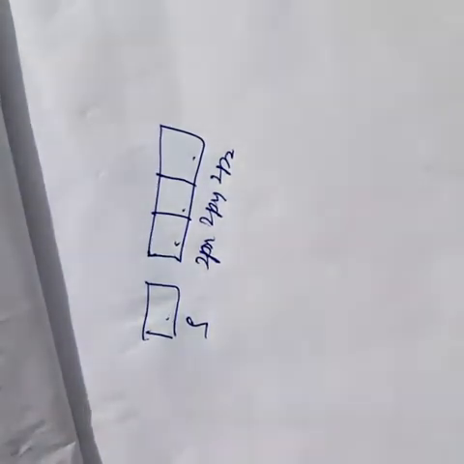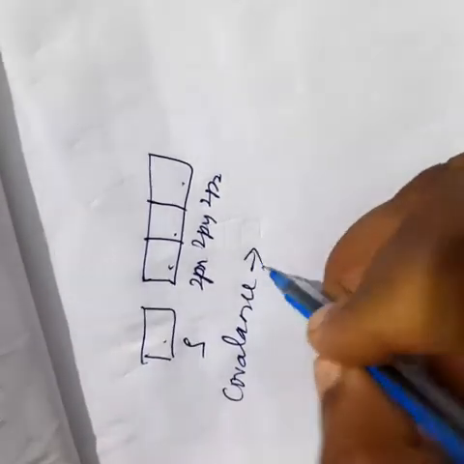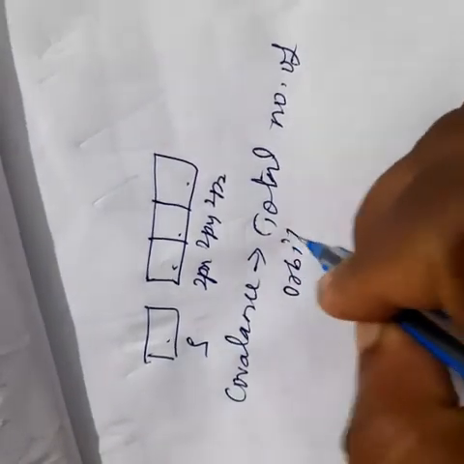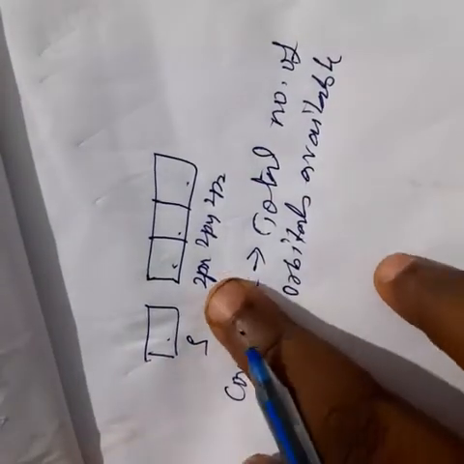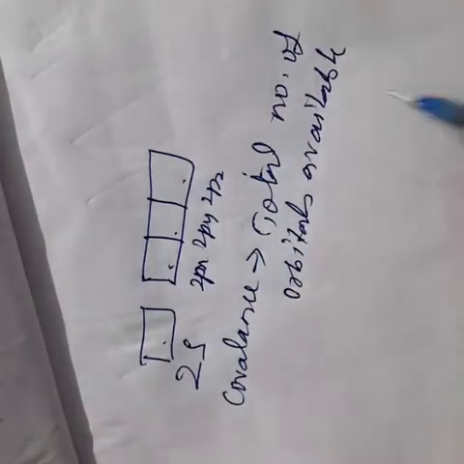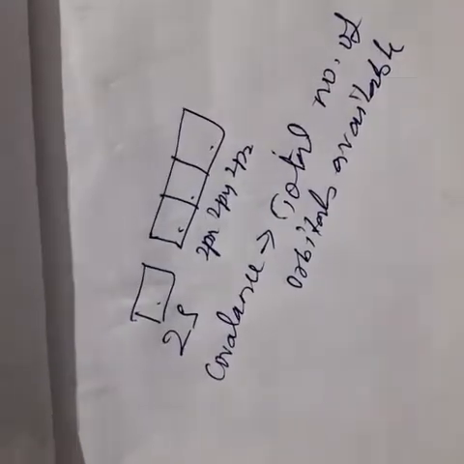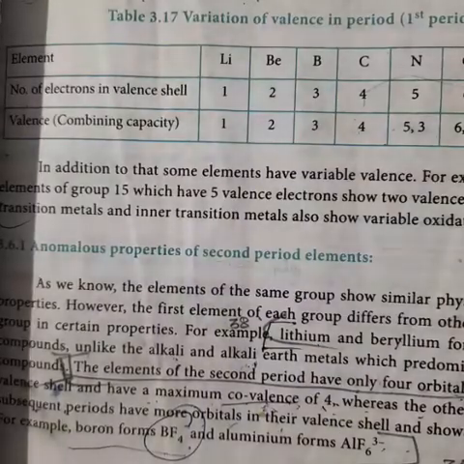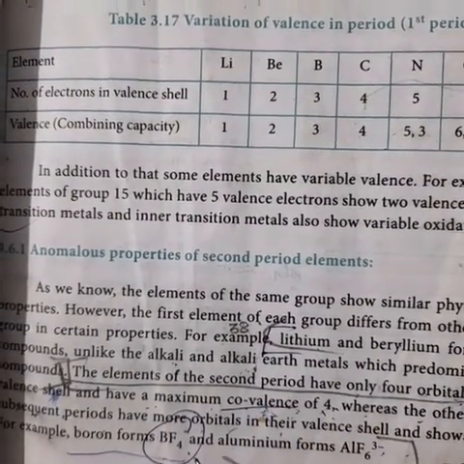So maximum covalence. What do you mean by covalence? Covalence means the total number of orbitals available in the valence shell. So second period elements have only 2s and 2p orbitals, so the maximum covalence is 4. Only 4 electrons we can add here. Understood? Whereas the other members of the subsequent periods have more orbitals.